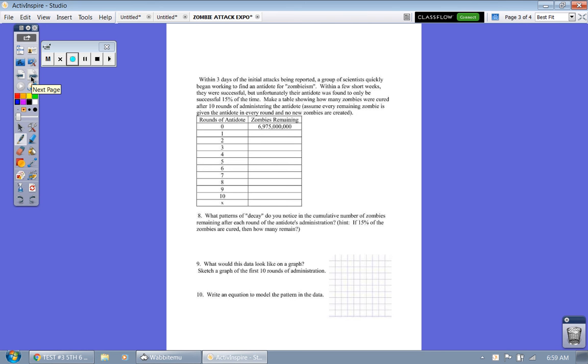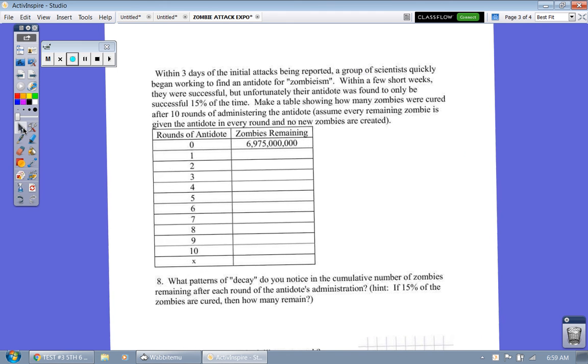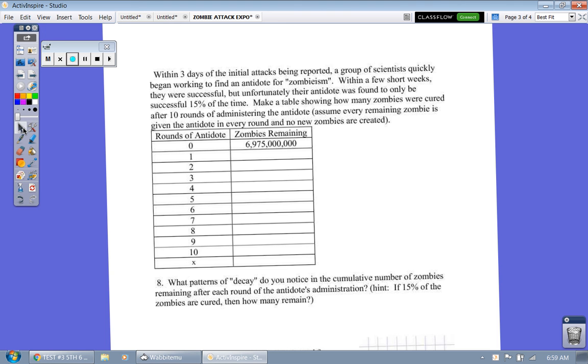Within 3 days of the initial attacks, a group of scientists quickly began working to find an antidote. Within a few short weeks, they were successful. But what the information here in the table is saying, or the intro, it's only 15% successful. So we need to make a table. So the way this works is you're going to take the total zombies. We're all zombies now. We're going to multiply this times 15%.